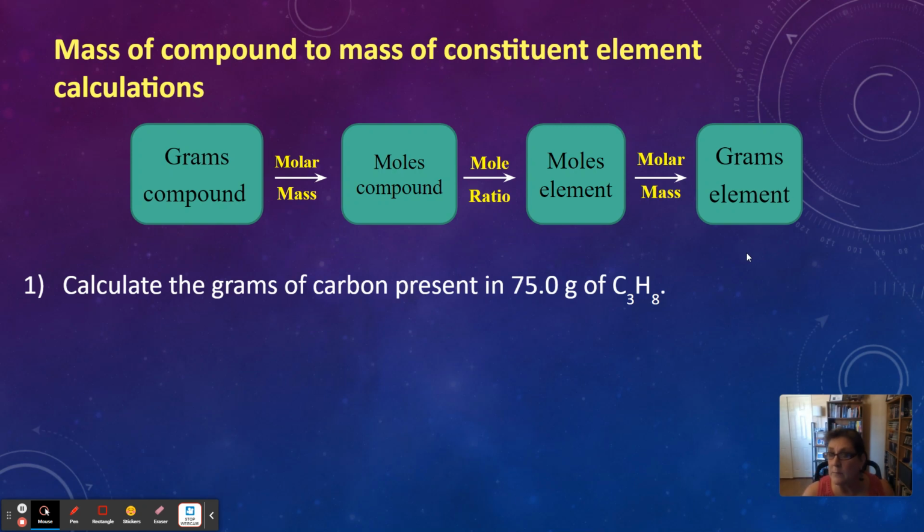Now, do we want grams on top or bottom? We started with grams, so we want grams on the bottom. 44.11 grams on the bottom and 1 mole on top. That gets us to our moles. Now we're going to do that mole ratio. How many carbons are in C3H8? Well, you're correct if you said 3. There are 3 carbons, 3 moles of carbon in 1 mole of C3H8. So that's our mole ratio. So C3H8 will cancel out and we'll have moles of carbon.